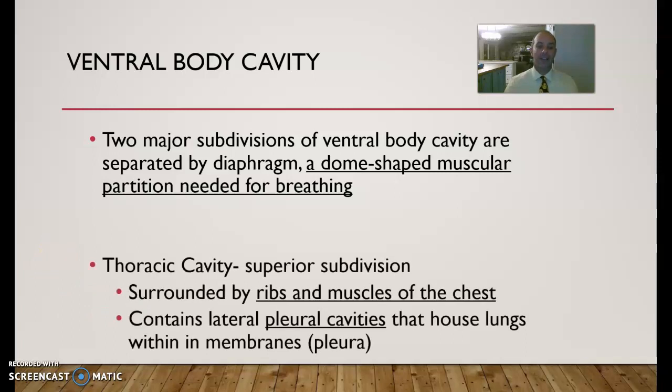The thoracic cavity is the superior division, surrounded by the ribs and muscles of the chest. It contains lateral pleural cavities that house the lungs within membranes. The membranes that house the lungs are called pleura. Pleura are the cavity the lungs are in.